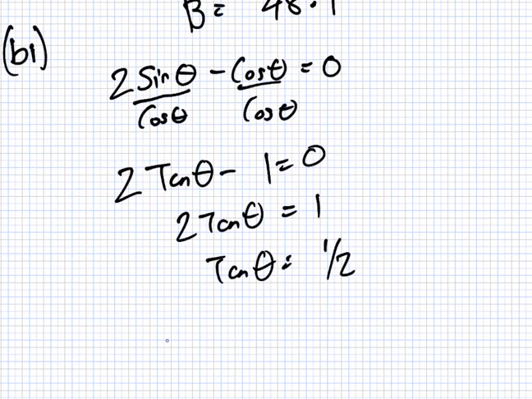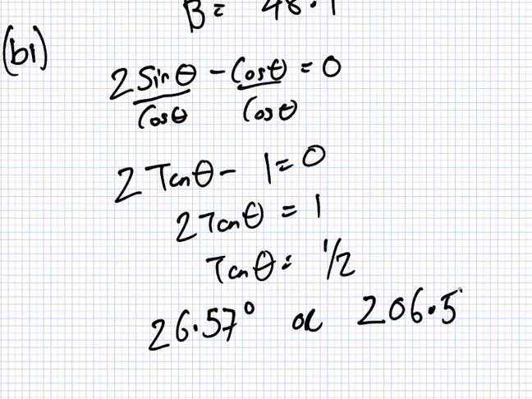First answer is 26.57 degrees. And then the second answer, how do we get the second answer for tan? Subtract by 26. Nope. Add by 26. Nope. 180 plus 26. Yep. 206.57 degrees. There you go. 4 marks for that. And then B part 2, which is the tricky one.